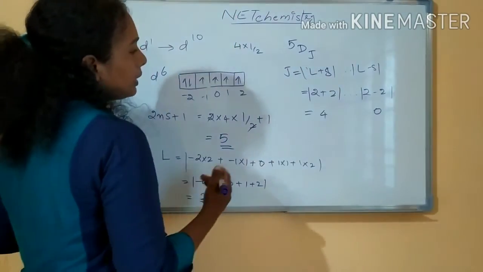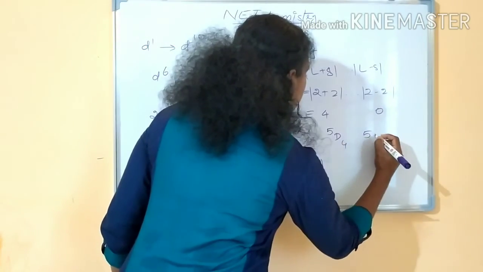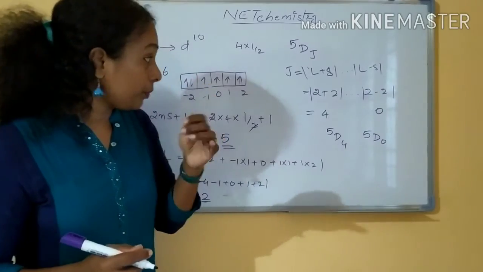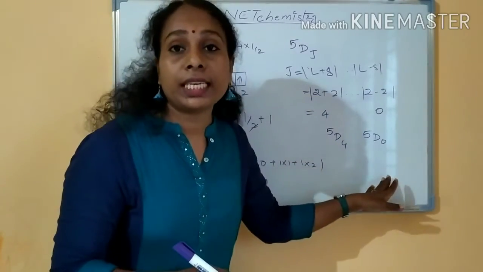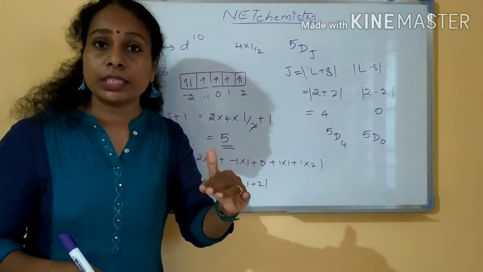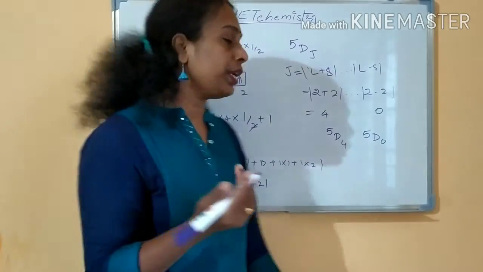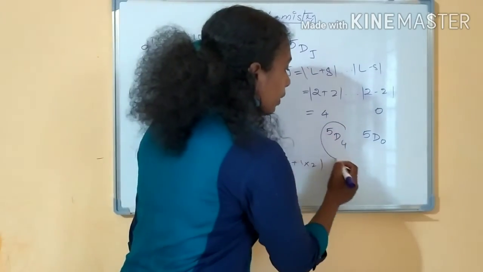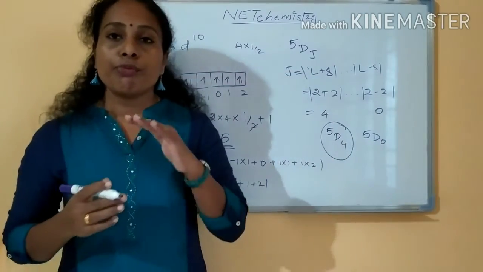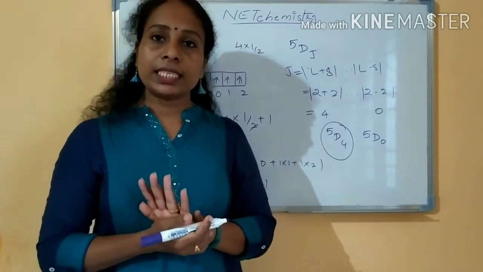Now I have got the J values: 5D4 and 5D0. From this, which one will you select? If it is a d6 configuration, d5 is the half filled, so for d6 you have to find the highest J value. The highest J value represents the term symbol. So 5D4 is the ground state term symbol for d6 configuration. Is it clear for you?